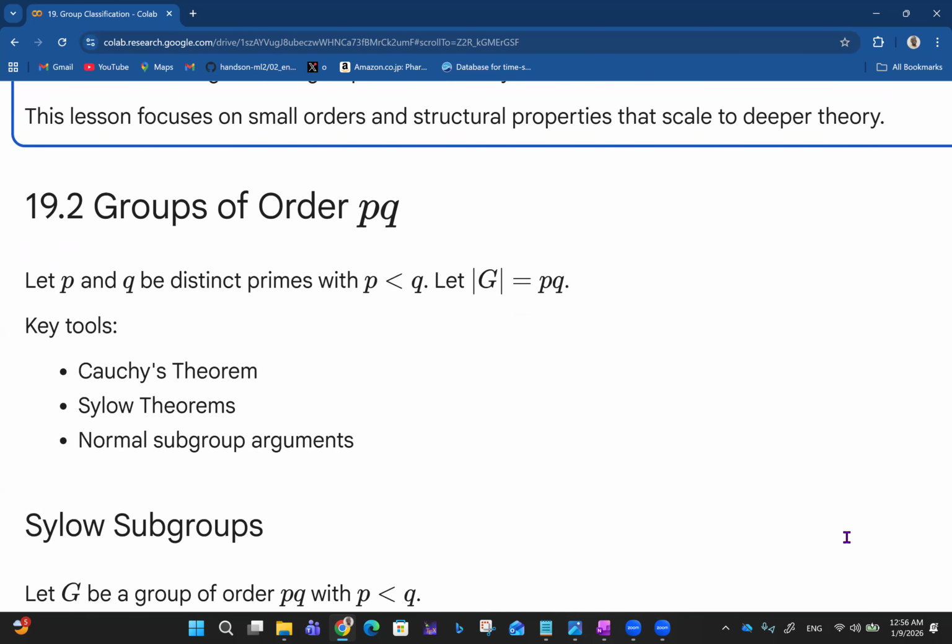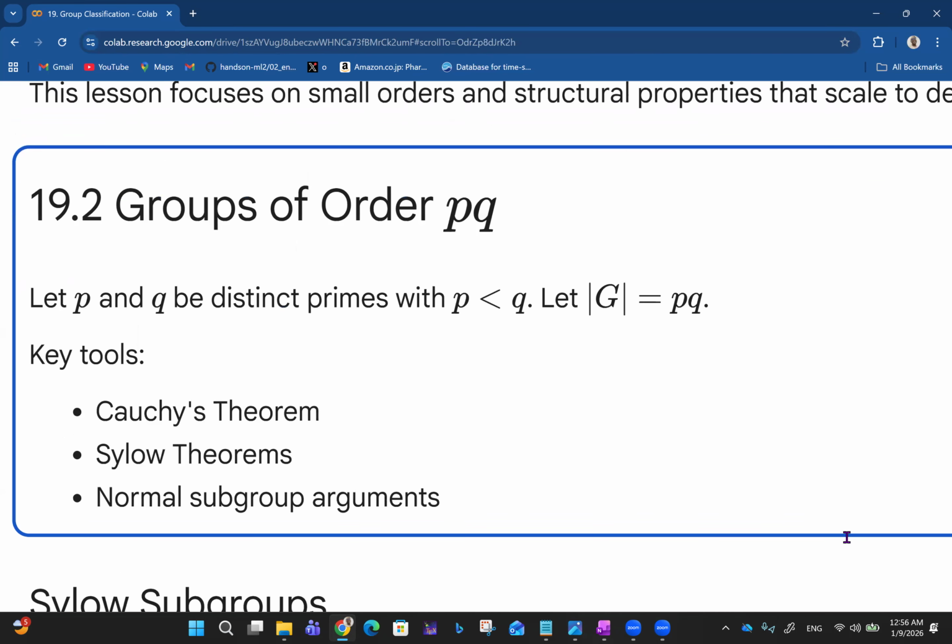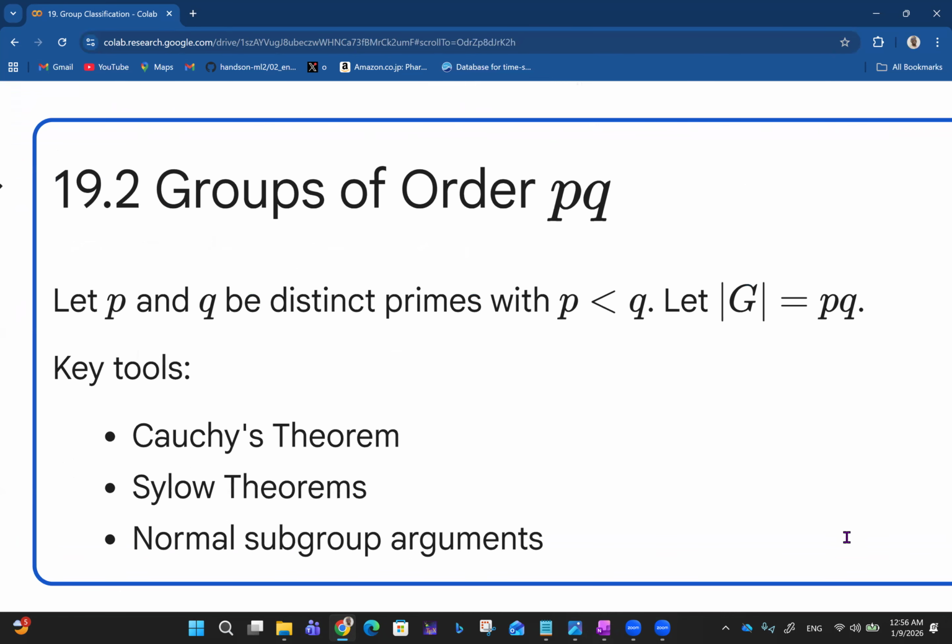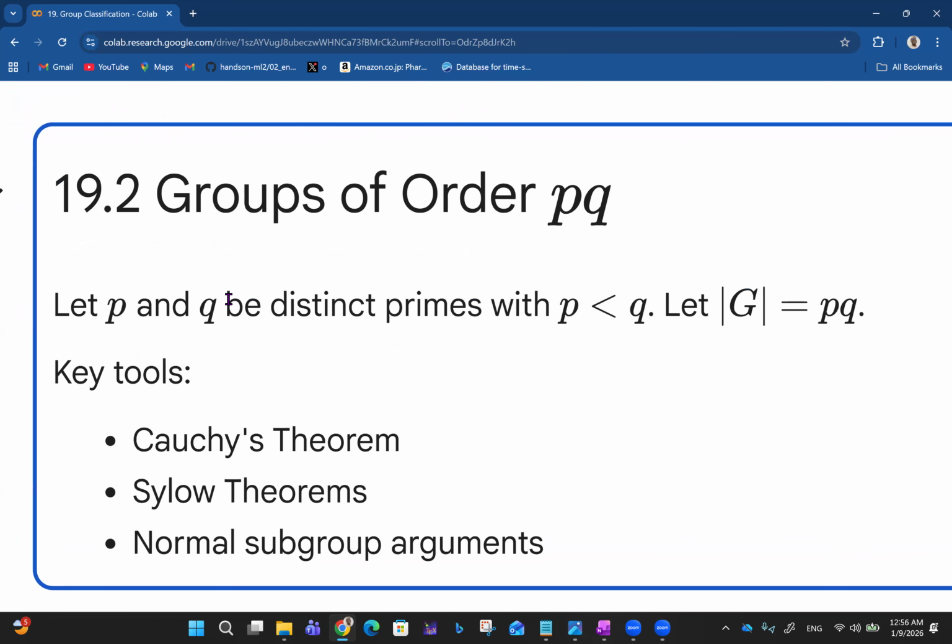So let's start by looking at groups of order PQ, which we already began to see in the last video. Let P and Q be distinct primes with P less than Q. Of course, we talked about the fundamental theorem of arithmetic, that you can write every number as a product of prime factors. As usual, we start with the smallest prime number like 2 and move to 3 and keep going in that order. That's why P is less than Q.